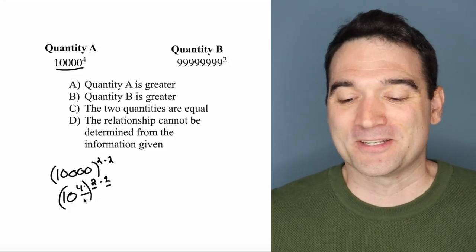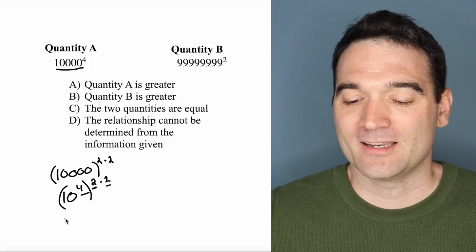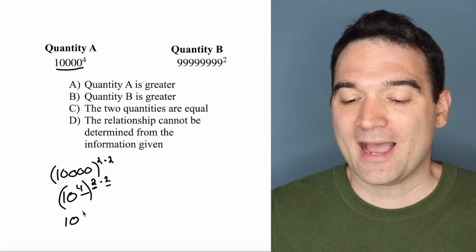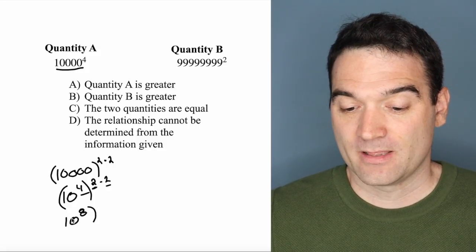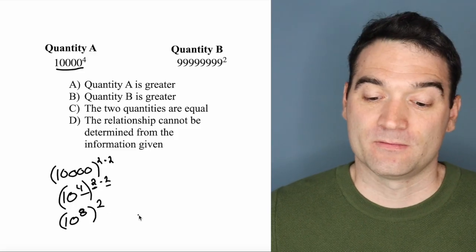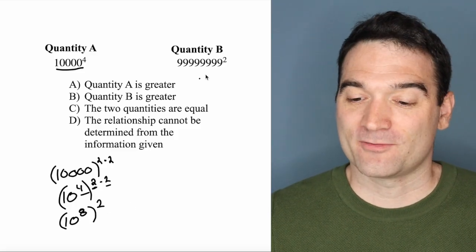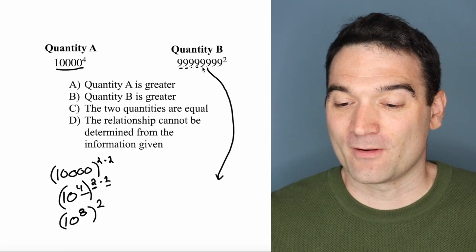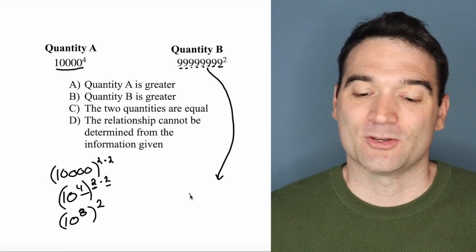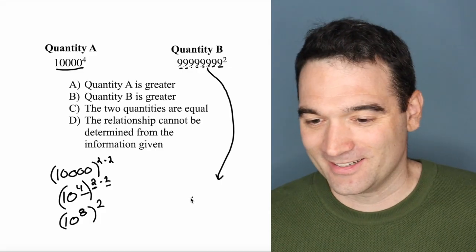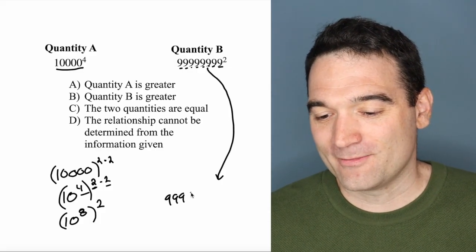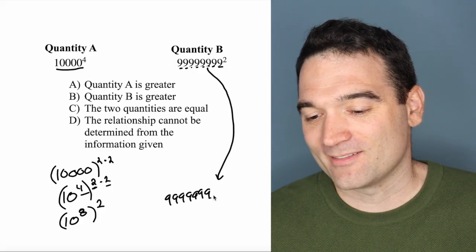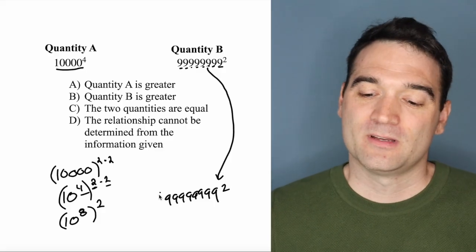But what I'm going to do for the sake of comparison, and it'll make sense in a second, is say this is 10 to the power of 8, that to the power of 2, right? So it's 10 to the 8 to the power of 2. Meanwhile, this is how many nines? 1, 2, 3, 4, 5, 6, 7, 8. So eight nines, right? 1, 2, 3, 4, 5, 6, 7, 8, also to the power of 2.